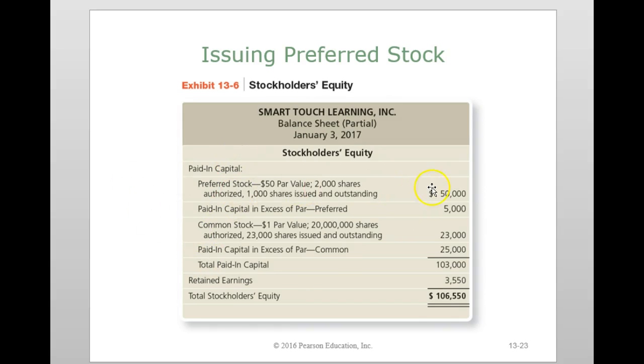So now you have your preferred stock and you have your common stock listed, and then you have your retained earnings listed. So it's how it looks on the balance sheet that is so important.